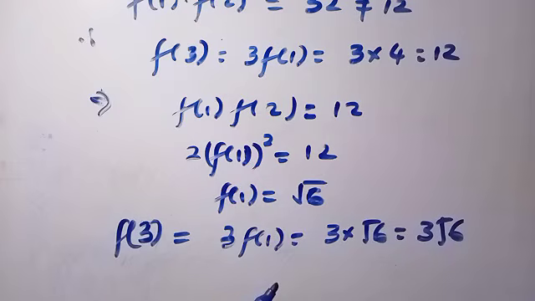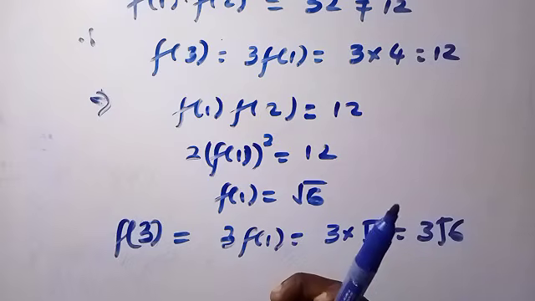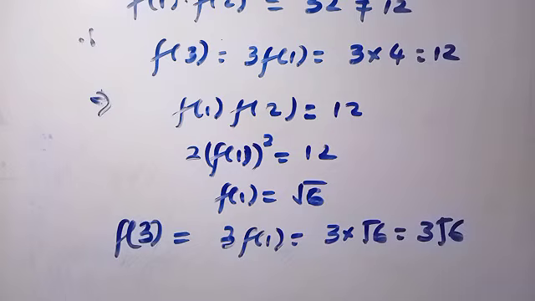So these two give us different things. For the sum, we get 12, while for the product, we get 3 root 6. So which one are we going to consider between these two? You can leave the answer in the comment box.